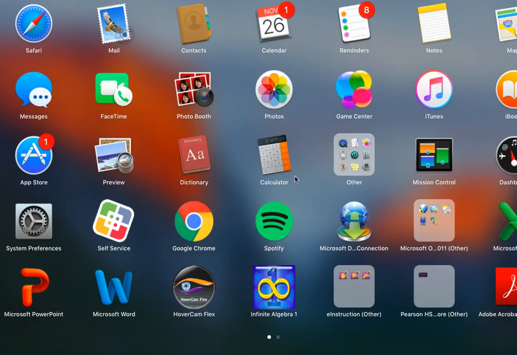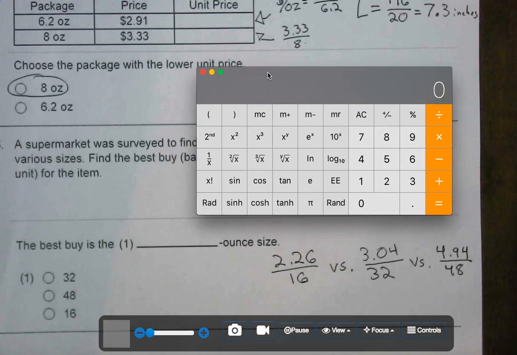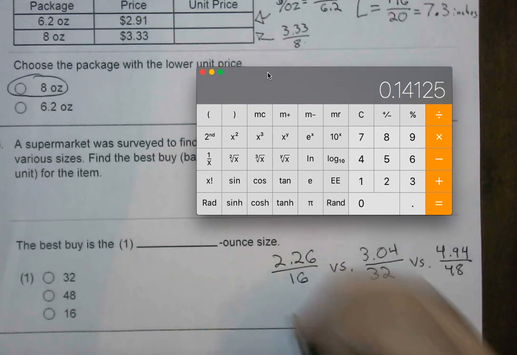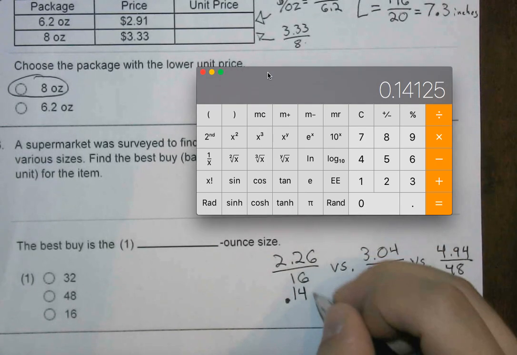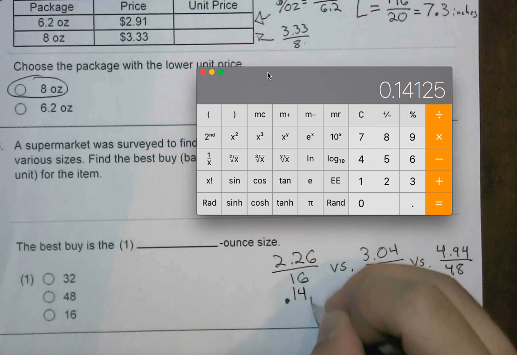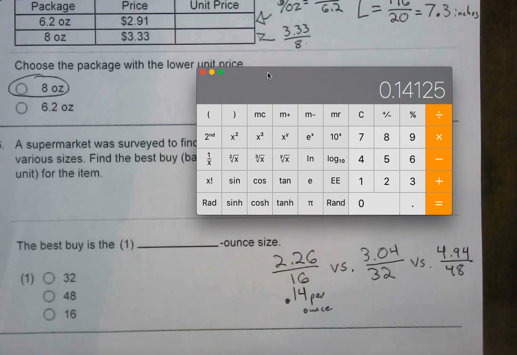You should be using a calculator on this, and I'll do just that. So we have 2.26, we're dividing by 16, so approximately 14 cents per ounce, which seems all right for salad dressing. I don't know why you would want to buy 48 ounces of it, but I also don't package this, so I don't know exactly how much that is.